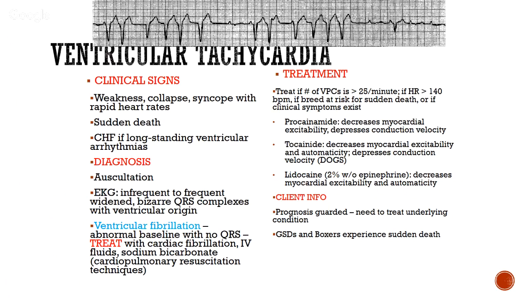if the breed is at risk for sudden death, or if the clinical symptoms exist, we can treat. Basically we treat with a local anesthetic, and that sounds funny, but we give this local anesthetic intravascularly, so in the vein, and it goes to the heart, and it actually deadens that conductivity of the heart a little bit. So it stops those premature contractions, and it forces that heart to go back into a normal rhythm. So lidocaine, procainamide, or tocainide is what we will use in order to decrease that. Prognosis is guarded with ventricular tachycardia. We need to treat that underlying condition. With German Shepherd dogs and boxers, if they have ventricular tachycardia, they can experience sudden death.